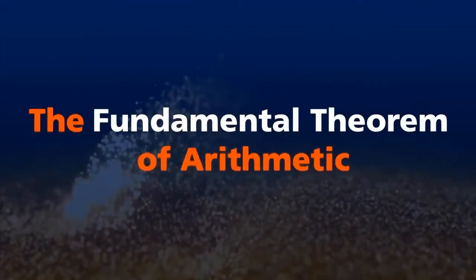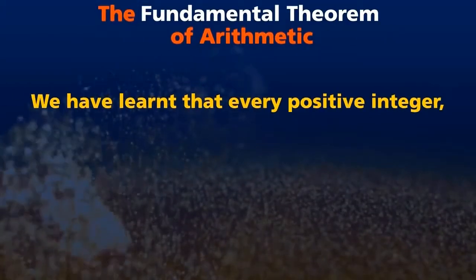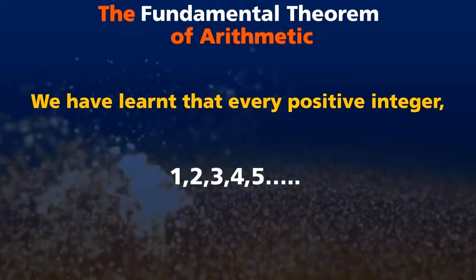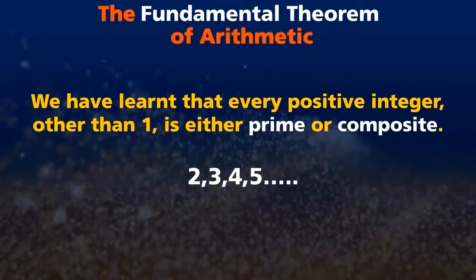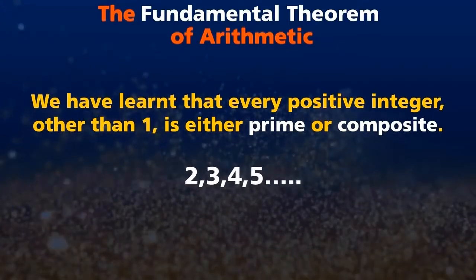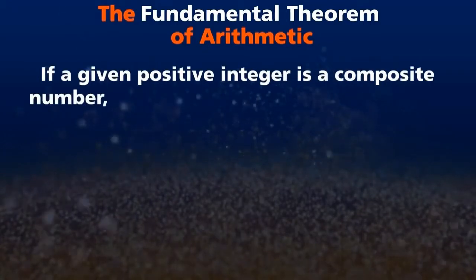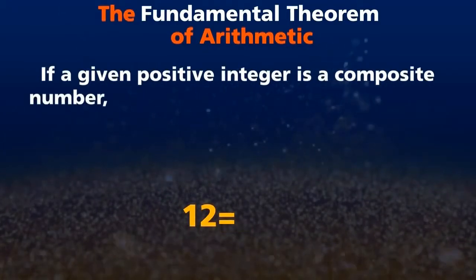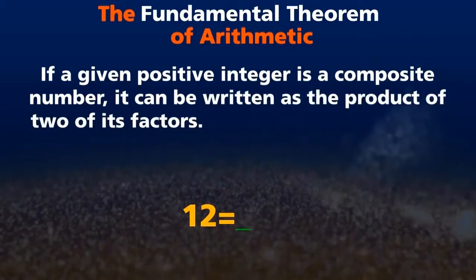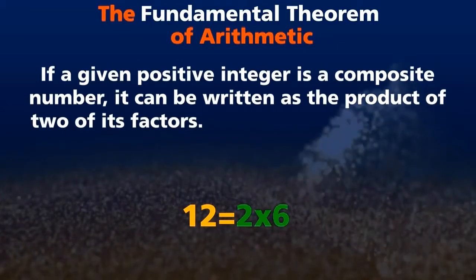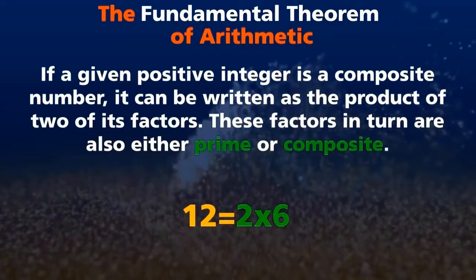The fundamental theorem of arithmetic. We have learned that every positive integer other than 1 is either prime or composite. If a given positive integer is a composite number, it can be written as the product of two of its factors. These factors in turn are also either prime or composite.